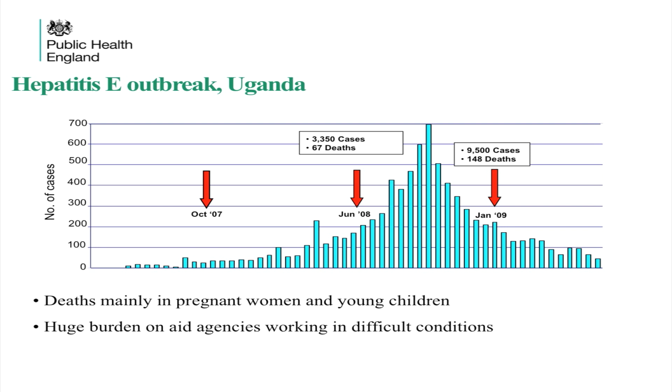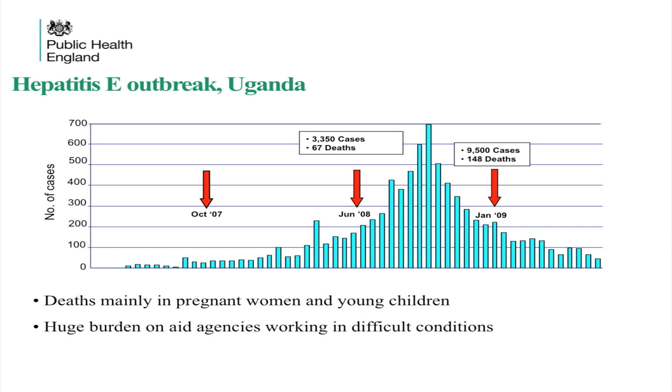It's just a graph here showing the outbreak that occurred in Uganda a few years ago. And I put it up really just to show that when these outbreaks occur, they can be very protracted, lasting even a couple of years. So the first cases were really seen in October 2007, and the CDC came in about a year later, and by this time there had been just over 3,000 cases and just under 70 deaths.